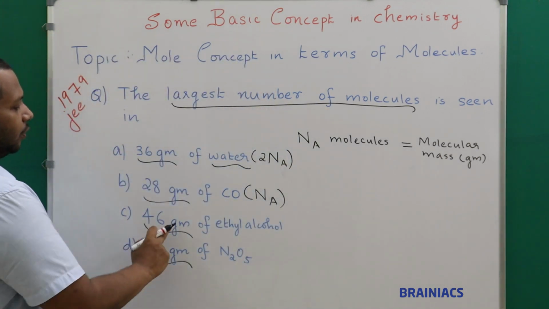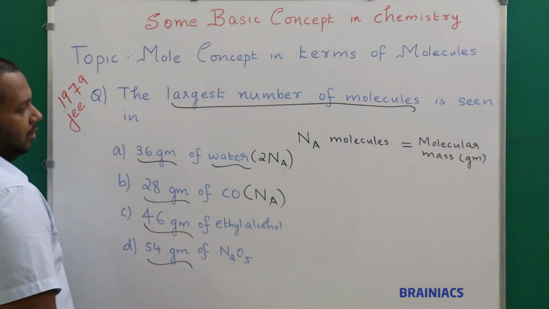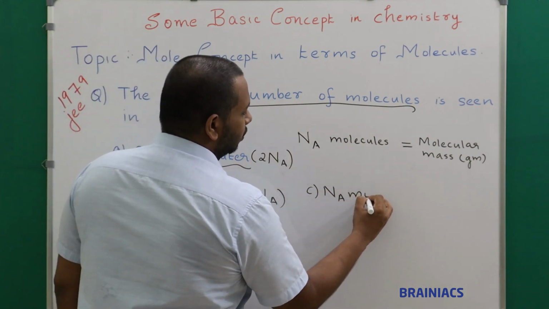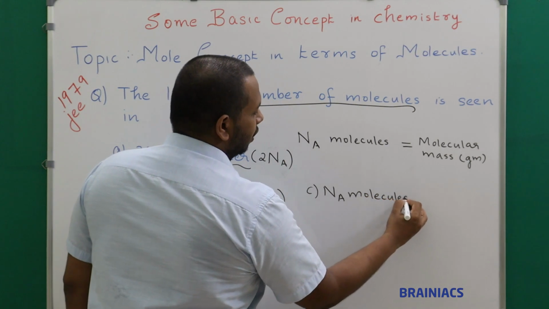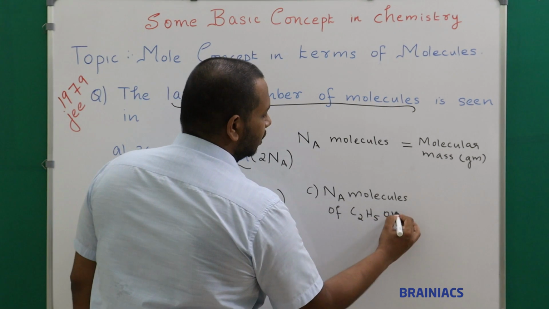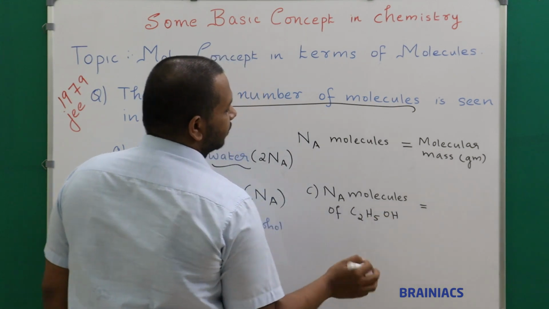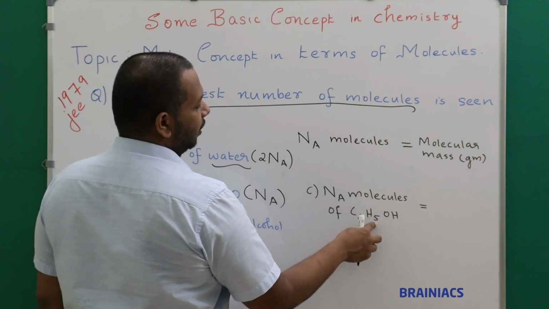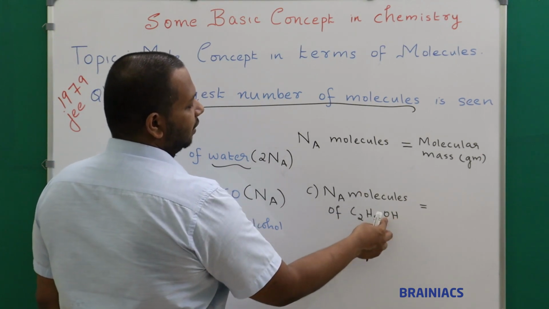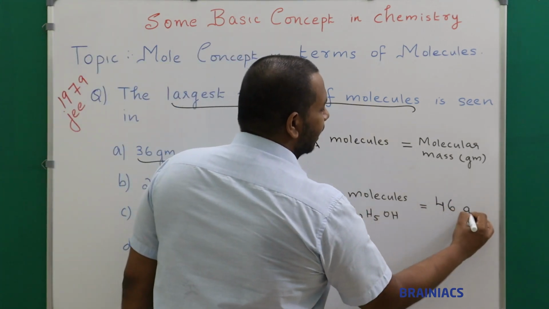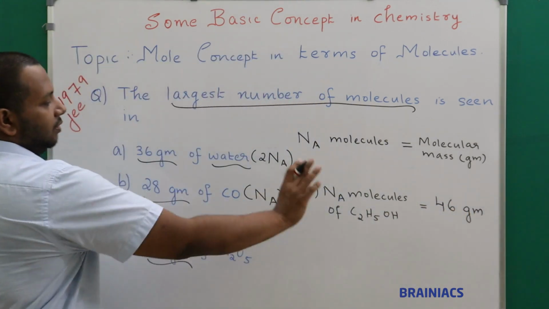That is the third option, 46 gram of ethyl alcohol. So again I can say Na molecules of ethyl alcohol, that is C2H5OH. So tell me what is its molecular mass? C2, 2 into 12, 24, 24 plus 5, 29, plus 1, 30, 30 plus 16, 46. I can say 46 gram. Okay, so this is my fundamental thing.